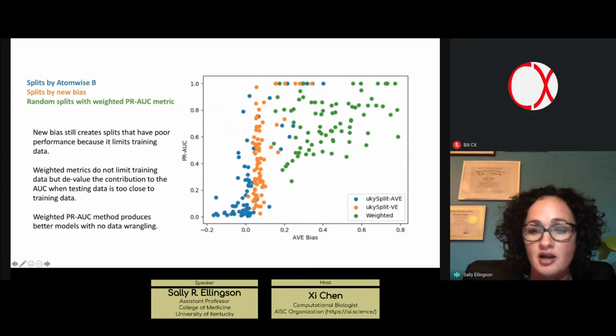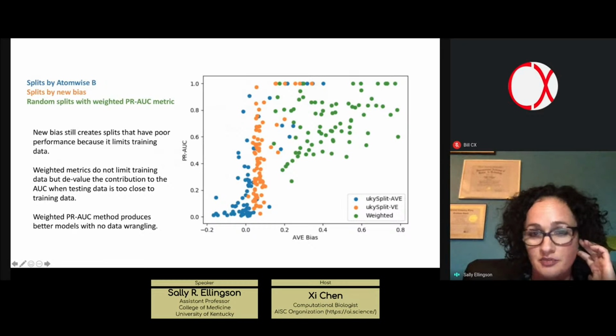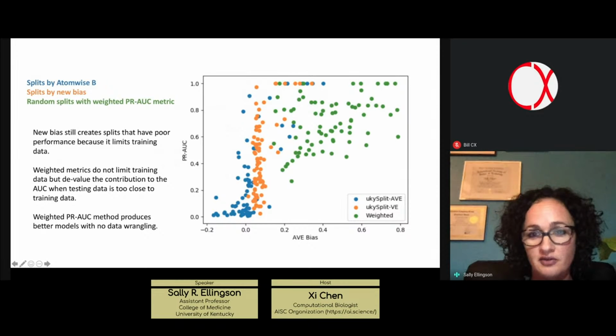And here we show our models with the weighted metric. And so the blue is the splits with the original bias score, and the orange is again the splits with our new bias score, and the green is random splits, but the PRAUC is based off of a weighted metric. So we can see here that the new bias, our orange score, still creates models that have poor performance. And this is because we're limiting the training data for the models by optimizing them to not have any testing data that's similar to training data.